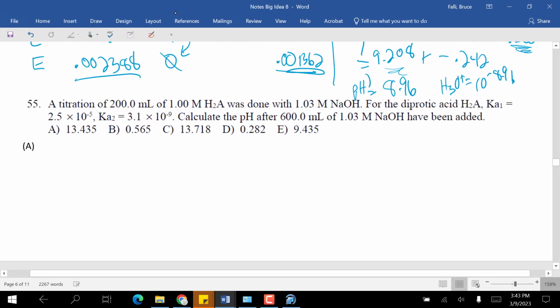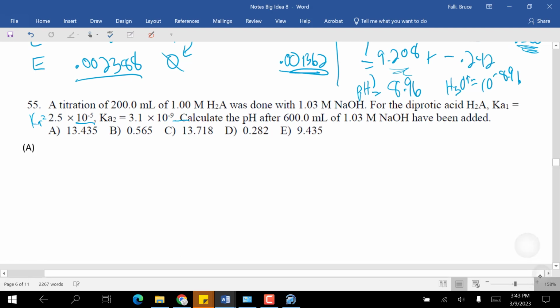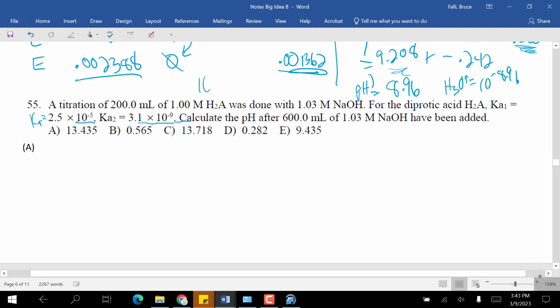Woohoo! Titration of 200 milliliters of this and that, done for a diprotic acid. Calculate the pH after this much has been added. One thing I like that this is here: do you see how I have a Ka equals 10 to the negative 5th and 10 to the negative 9th? The difference there is 4 powers of 10, that's 10,000 times more. So the other one doesn't matter, and I'm just going to get rid of it.